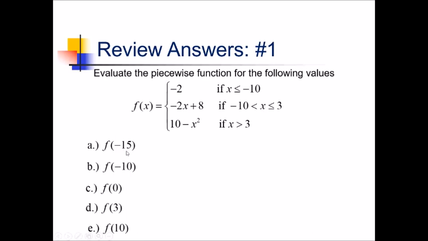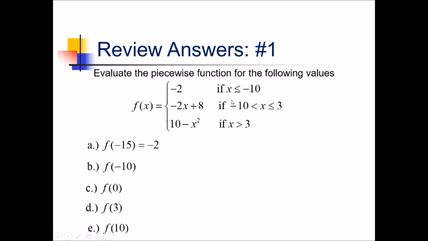So for negative 15, that's less than or equal to negative 10, so we're going to use this first rule here, which is one of those rules that it's so easy it's hard. This rule automatically gives you back negative 2 no matter what you plug into it, as long as you're plugging in something that's in this range of x values. So negative 15 gives you back negative 2. Negative 1 million would give you back negative 2. It's a constant answer.